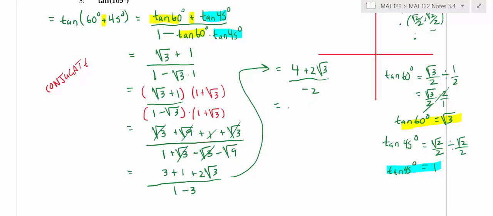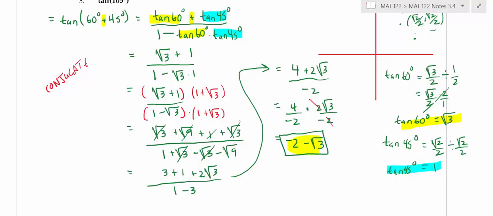Then we can break it up into 2 parts and do 4 over negative 2 plus 2 root 3 over negative 2. So that's going to give this. 4 divided by negative 2 is negative 2. The 2's cross out here. So that's going to be minus square root of 3. So that should be the final answer, which is clearly a negative answer.